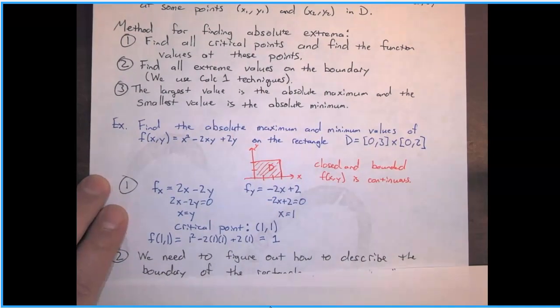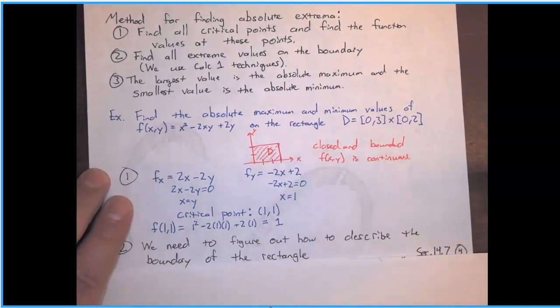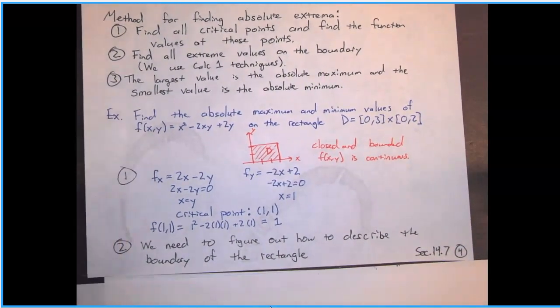And the second step is finding all of the values on the boundary. This is going to be a bit more difficult. So we need to figure out a way to describe the boundary so that we can find extreme values. So what do I mean by this? It's kind of like parameterizing the boundary, but it's a little bit easier.